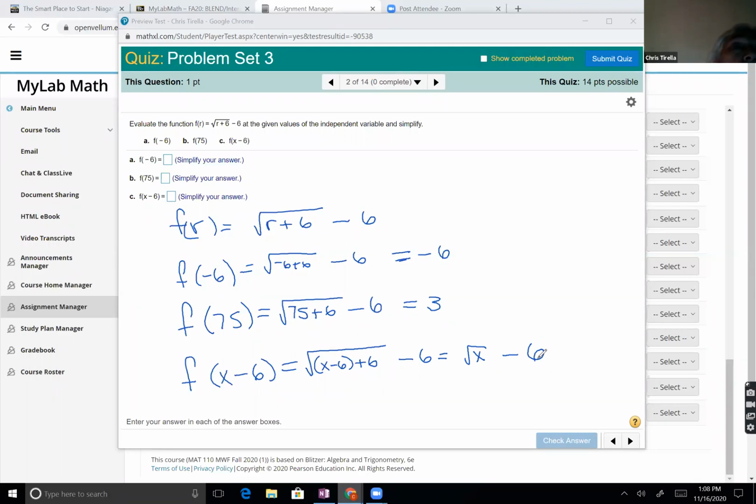How did I do? Did everybody get the same? For the first one, did everybody get negative 6? The second, 3. And the third, radical x minus 6. Does anybody need or want more details? Any questions?